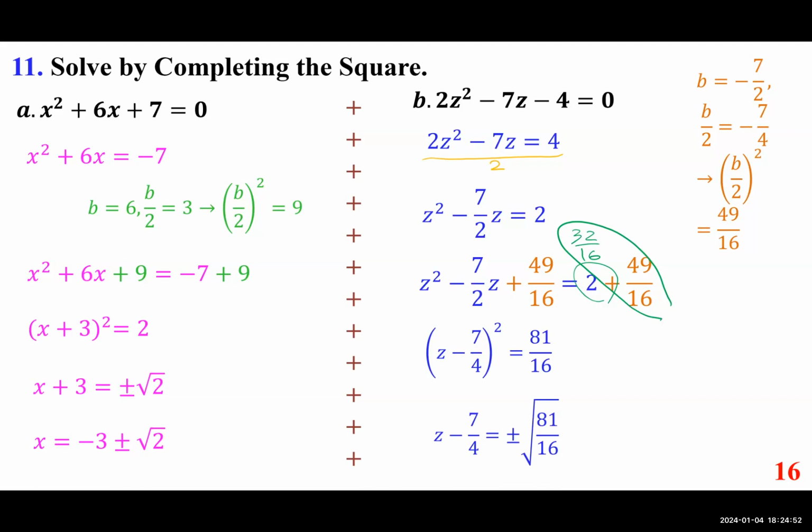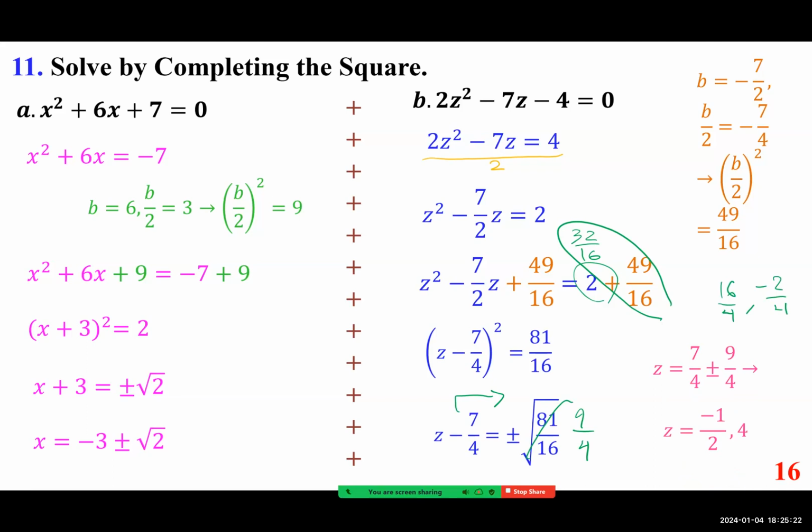As you know, this is, of course, 9 over 4. We are going to move this and make it positive 7 over 4 on the right side. So if you add them up, you get 16 over 4, 7 plus 9, 16 over 4, which is 4. If you subtract them, 7 minus 9 is minus 2 over 4, which is negative 1/2. So those are the answers, everybody.